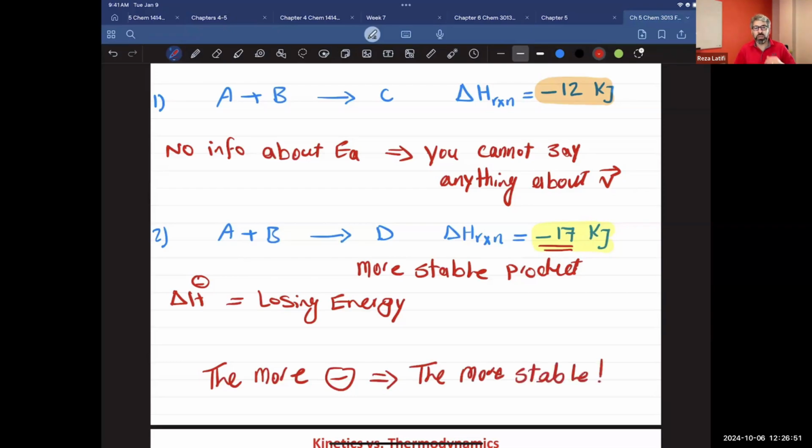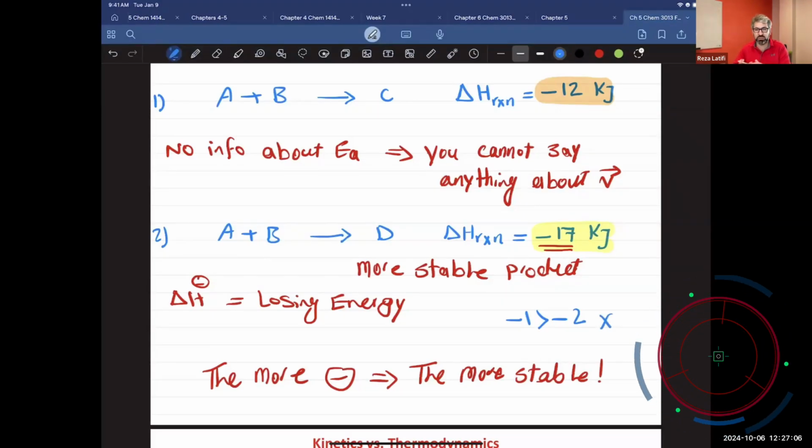Keep this in your mind. We are not talking about math here. Please don't say minus 1 is bigger than minus 2. No, minus here means losing energy. Plus means gaining energy. This is the difference between negative versus positive numbers when we are talking about thermodynamics.